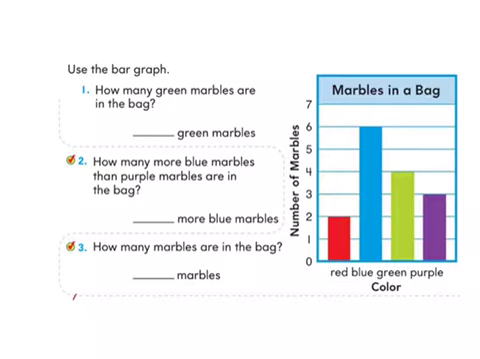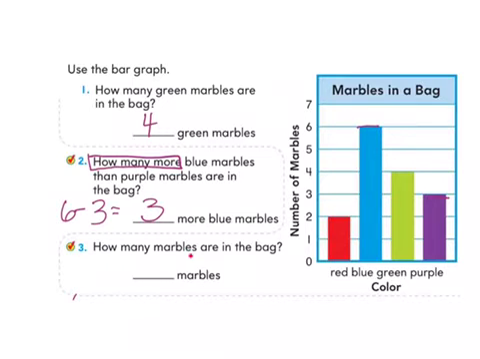our first question says, how many green marbles are in the bag? So I'm going to look at the green section, or the green bar. The green bar ends at 4, so that means there are 4 green marbles in the bag. My next question is, how many more blue marbles than purple marbles are in the bag? So first I need to figure out how many blue marbles there are and how many purple marbles there are. There are 6 blue marbles. So I'm going to do 6 minus, and there are 3 purple marbles. 6 minus 3 equals 3. So there are 3 more blue marbles than purple marbles.